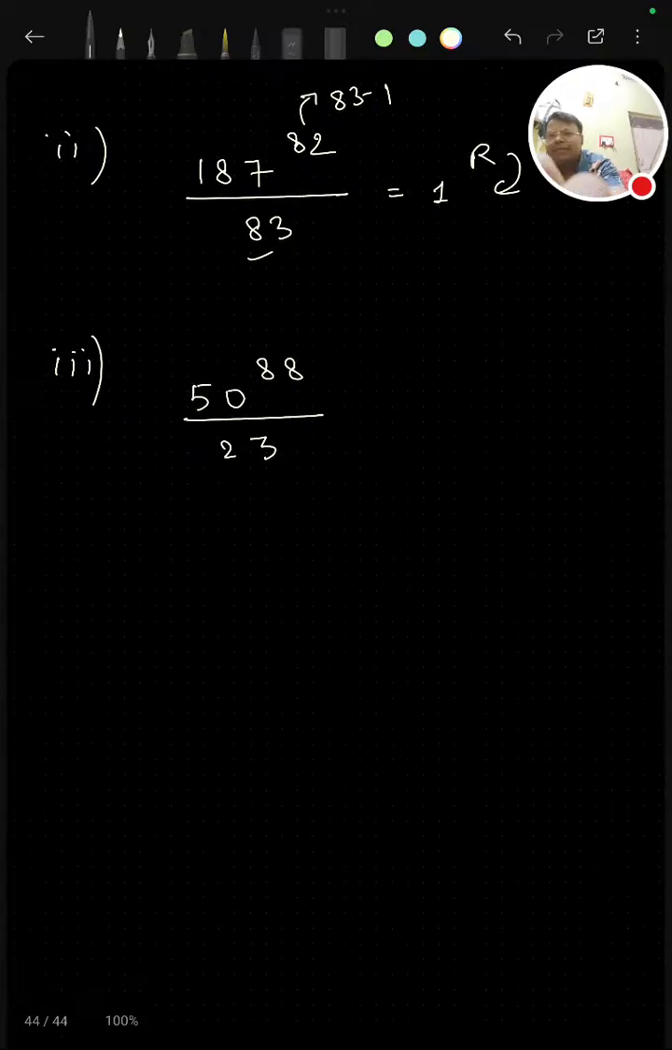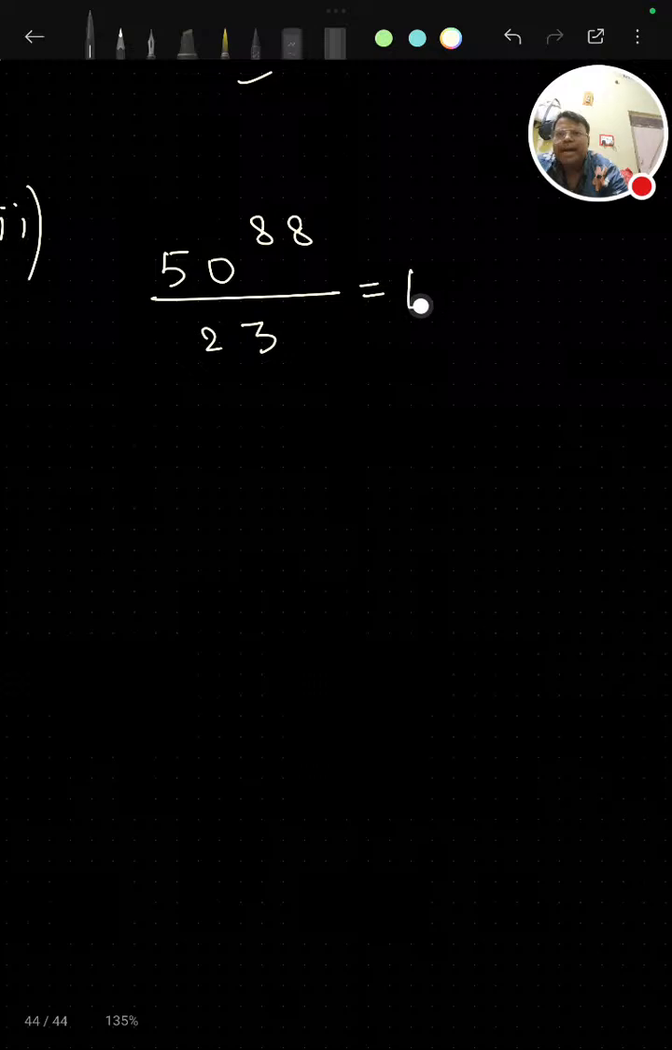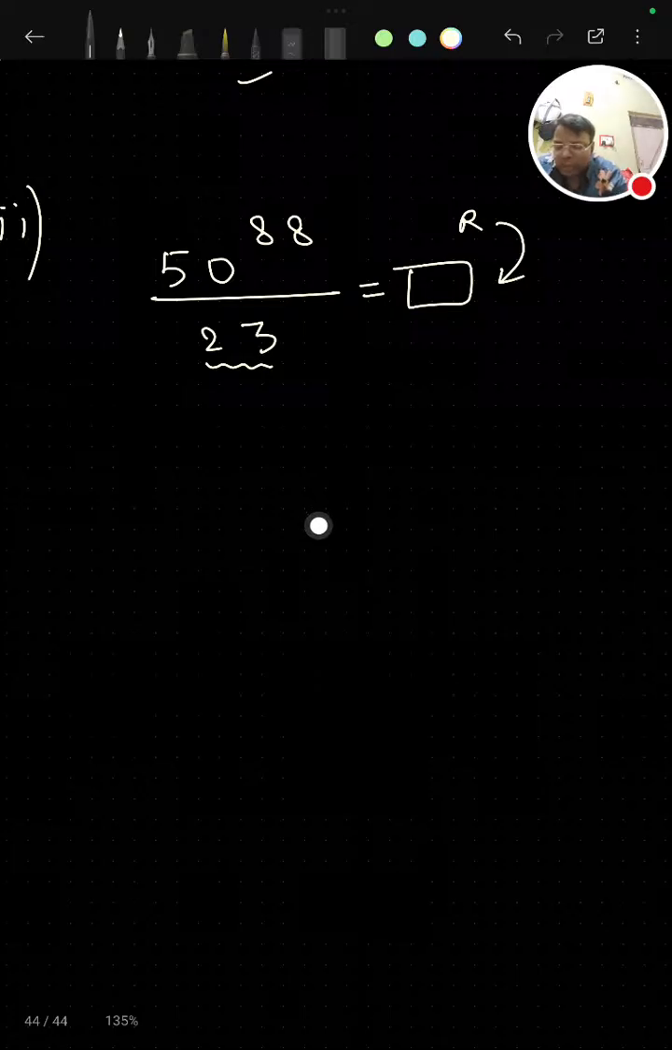Now you can see that 50 to the power 88 is divided by 23 and you have to find the remainder. What is the remainder when 50 to the power 88 is divided by 23? According to Fermat's theorem, if it is 23, then the power must be 22, that is 23 minus 1.